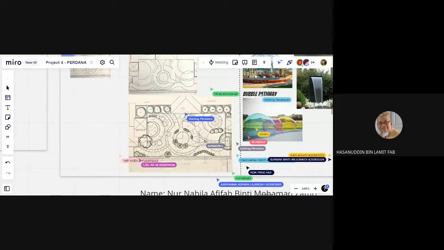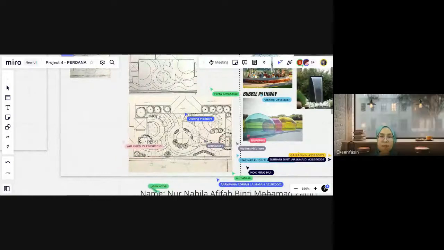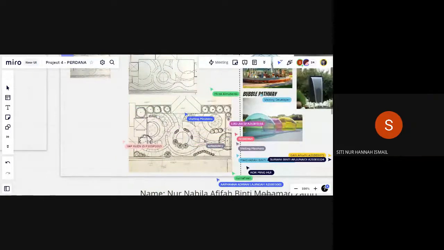Kalau saya dah bagi komen lah. Okay, I think we established that Azhar, your design is very sophisticated. That's the important word. You thought of all the little spaces in between. Okay, cuma I wish, I think the pathway to me is a little bit too wide.